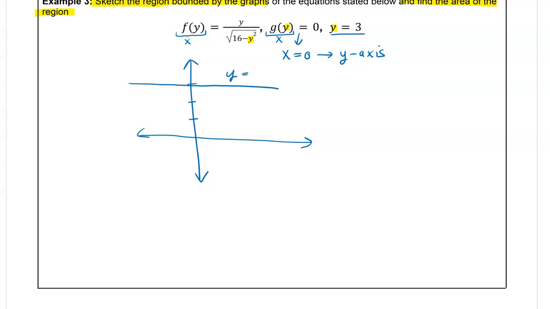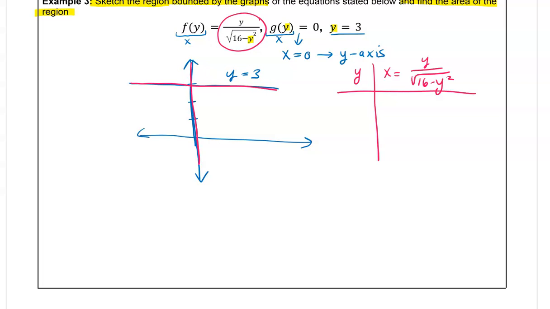Okay, so I know it's got to be between these and these. Let me do that again. So this line, and then this curve. So I'm going to just start plugging in some y values because I don't know what this curve looks like, but I could get a few points. Okay, so for example, if y is 0, then I get 0 over 4, which is still 0. So I know that I have a point at 0, 0, which is a nice start. And maybe I'll just plug in 1 and 2 and then 3.